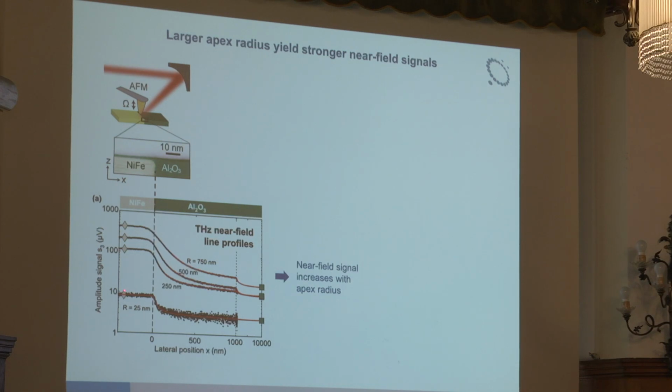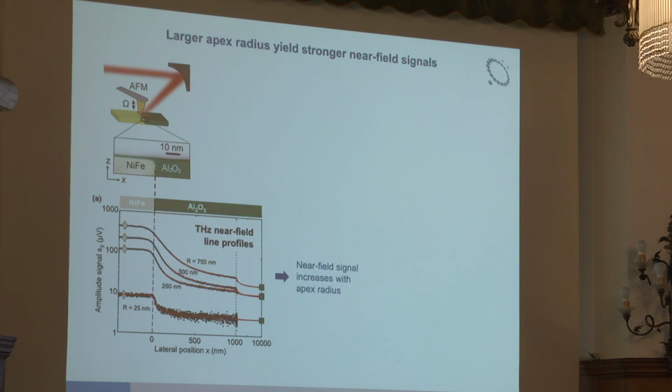And then you see this here. This is a log scale. That's the 25 nanometer tip, and then we go all the way up to 750 nanometer, and you see how the signal goes up and also the signal to noise goes up. There's also an interesting effect that you see here on this sample, a strong asymmetry in the line profile. I'm not sure whether I have time to talk about this. It's an interesting effect in itself.